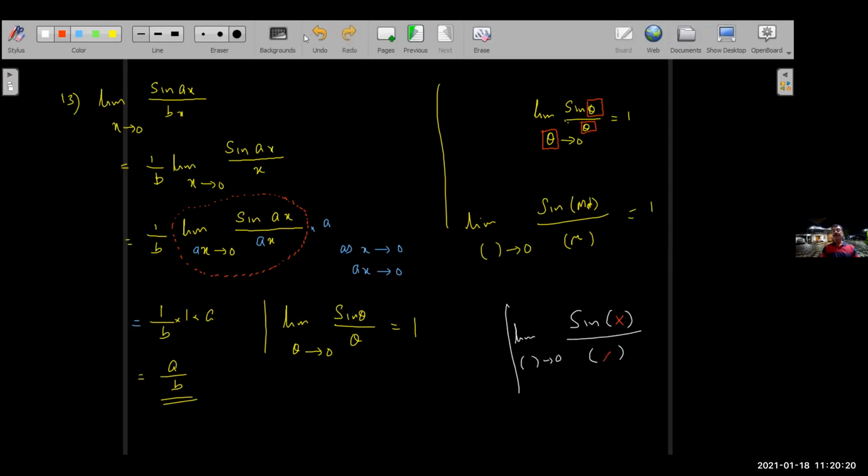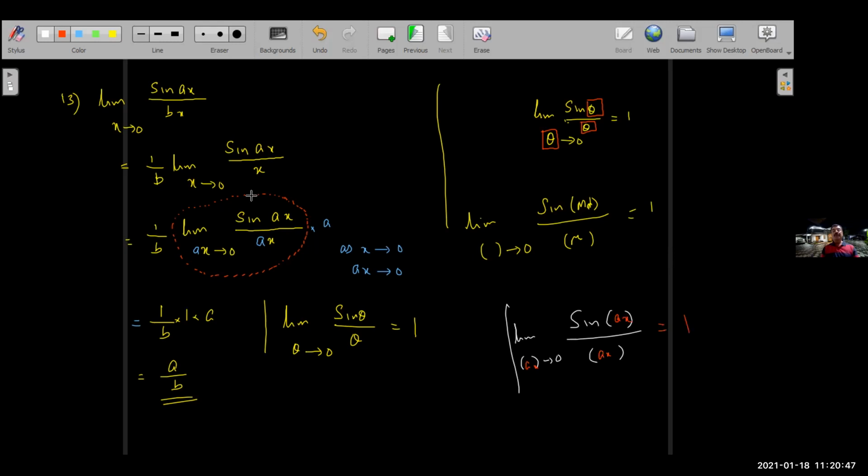Instead of x, if it is some phi, here also phi, here also phi. That's it. So in our question, here it is x. So here also it should be x, here also it should be x. Then only this becomes 1.